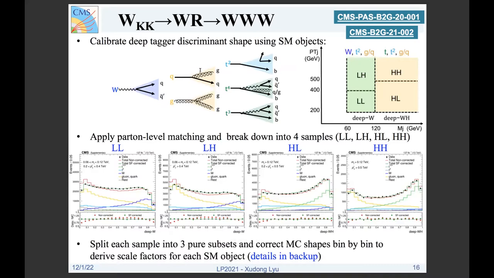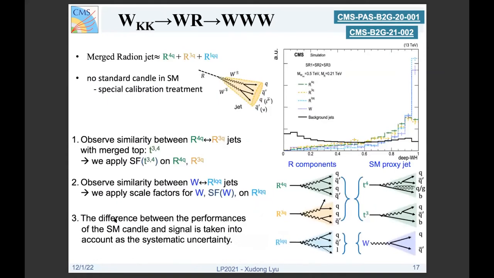To calibrate the taggers, we use these proxies from the standard model and define four different regions. And we correct the scale factors. Look at the red point, which is data over Monte Carlo before correction, and after correction, which is the blue point. You can see the simulation matches the data well. The challenging part of the analysis is to calibrate the resonance tagger because it has a complicated structure. We can have four quarks inside or three quarks or a non-isolated lepton inside.